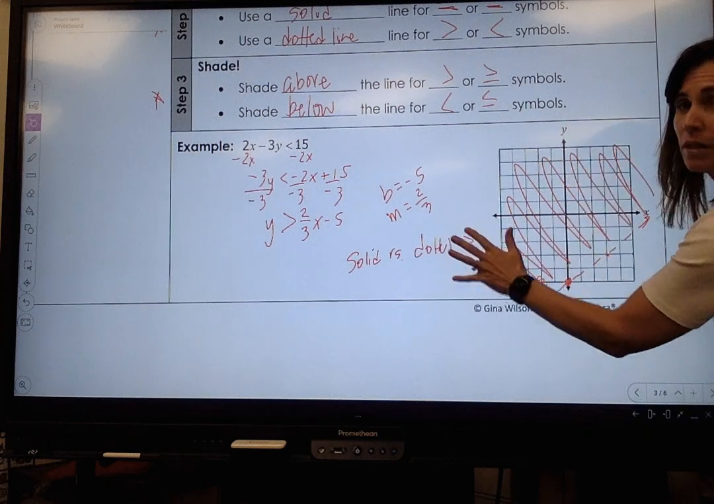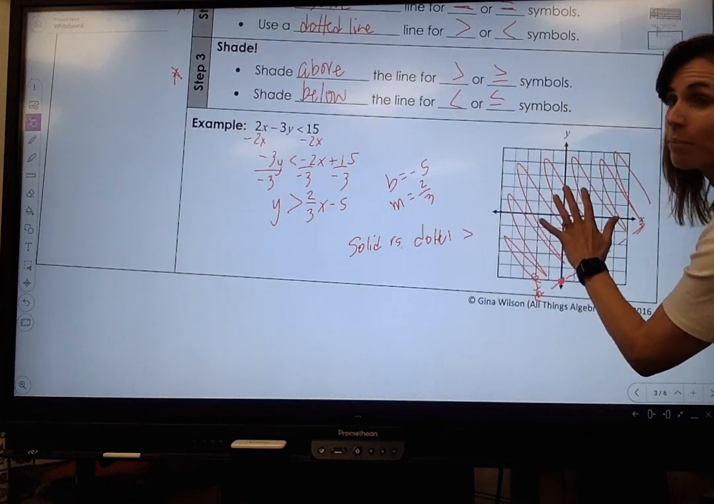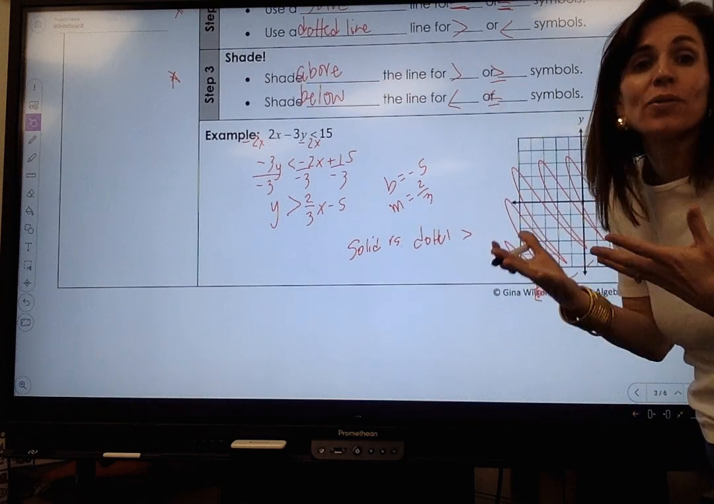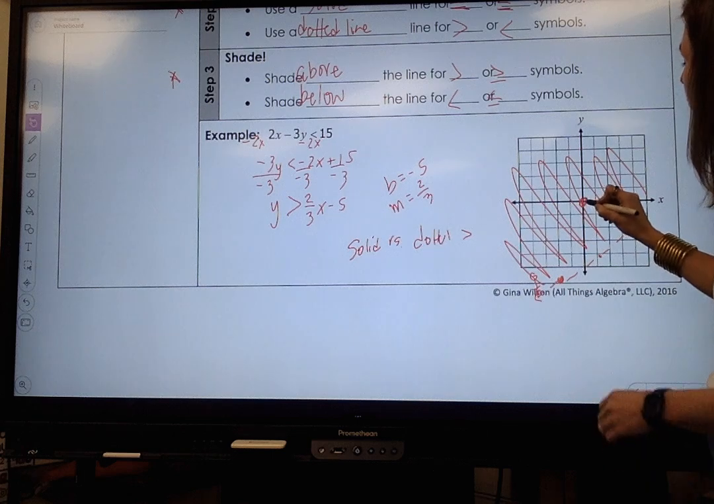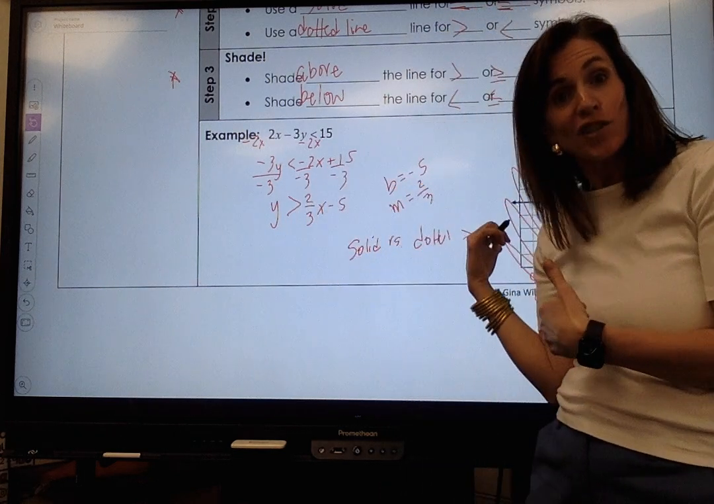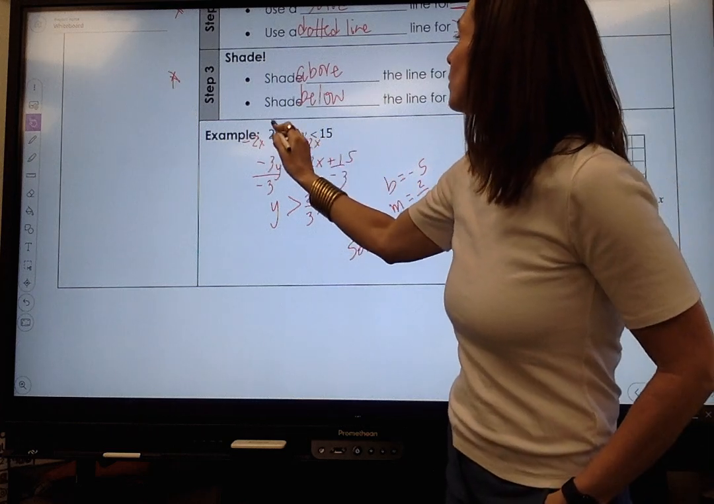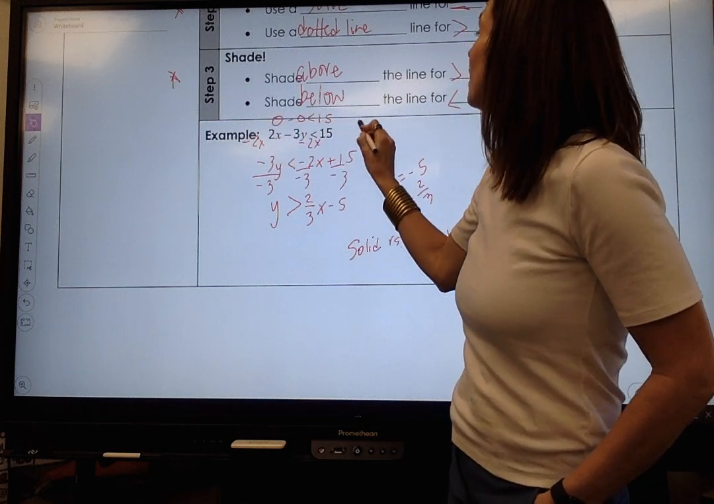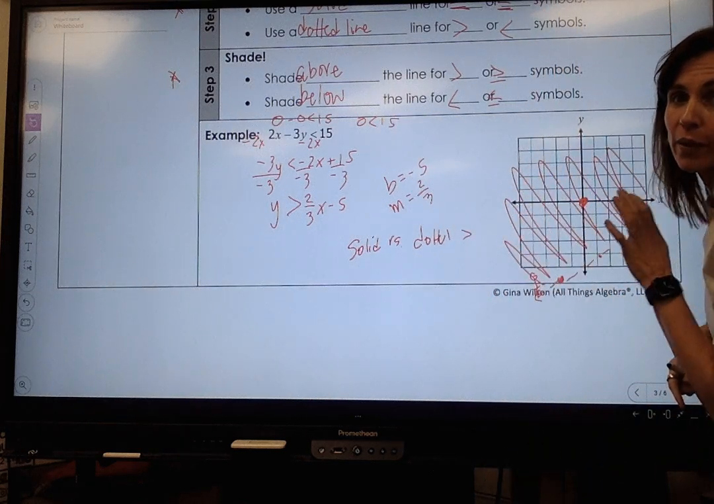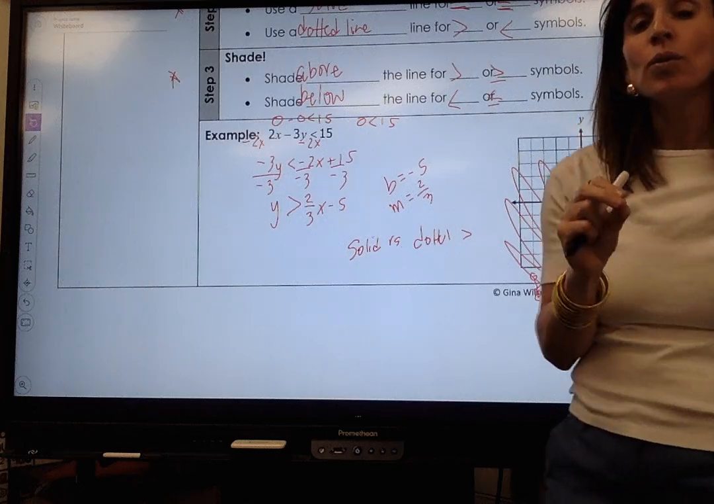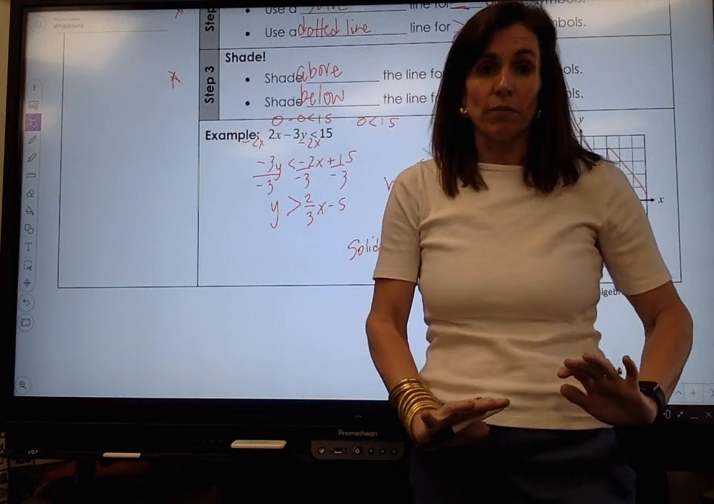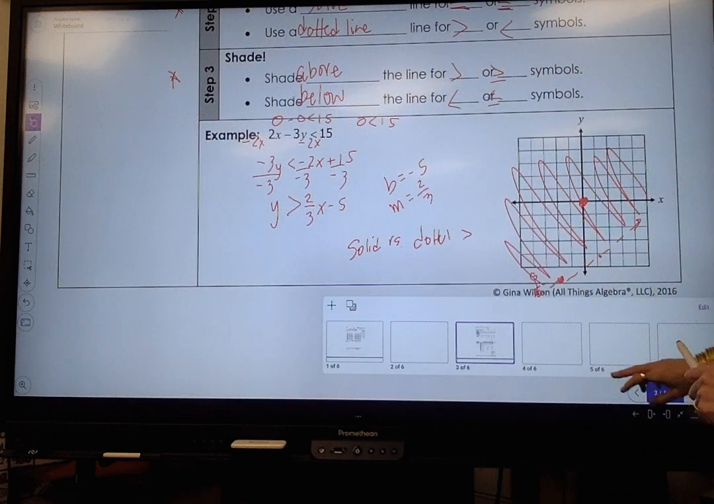So all of these points are ordered pairs that make this inequality true. So how do you test it? Well, I would test it by choosing an easy point. An easy point for me is 0, 0. If 0, 0 is true, then I've shaded correctly. So I'm going to plug in a 0. 0 minus 0 is less than 15. 0 is less than 15. So I shaded it correctly. The only thing new in here is dotted versus solid and shade above or below. Okay? Let's do some more together.